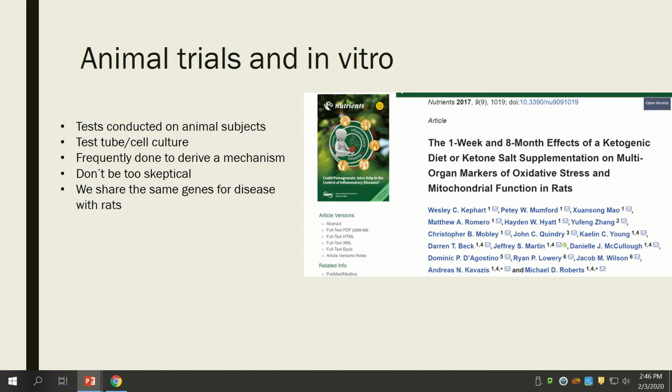So moving on from that, animal trials and in vitro research. All of this is things done with cell culture, done on animals, frequently done to derive a mechanism. Now here, and this is motivated reasoning because I've done a lot of this stuff, I say don't be too skeptical of it. All of us would be like, hey, we're nothing like mice or rats. Did you know that mice laugh whenever they get tickled? Like all of you. You just can't hear it because your ears suck and mice ears are really good, right?